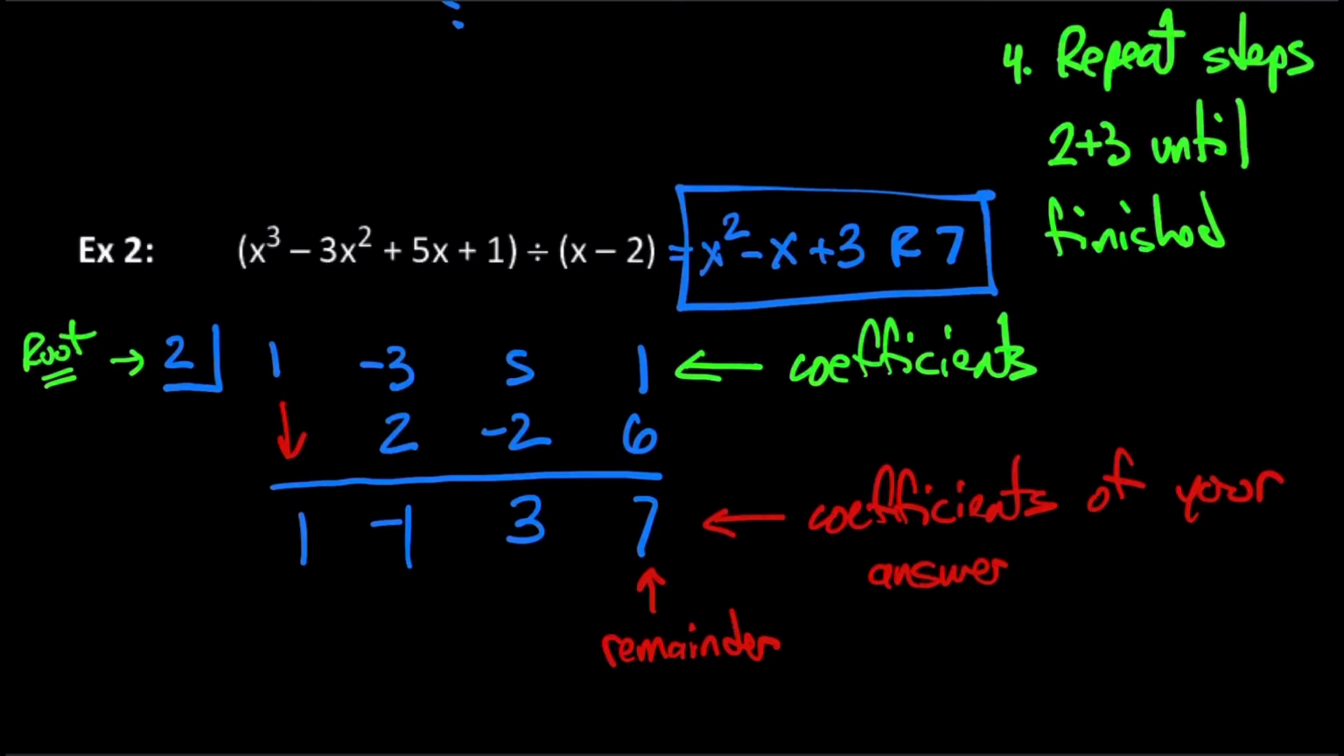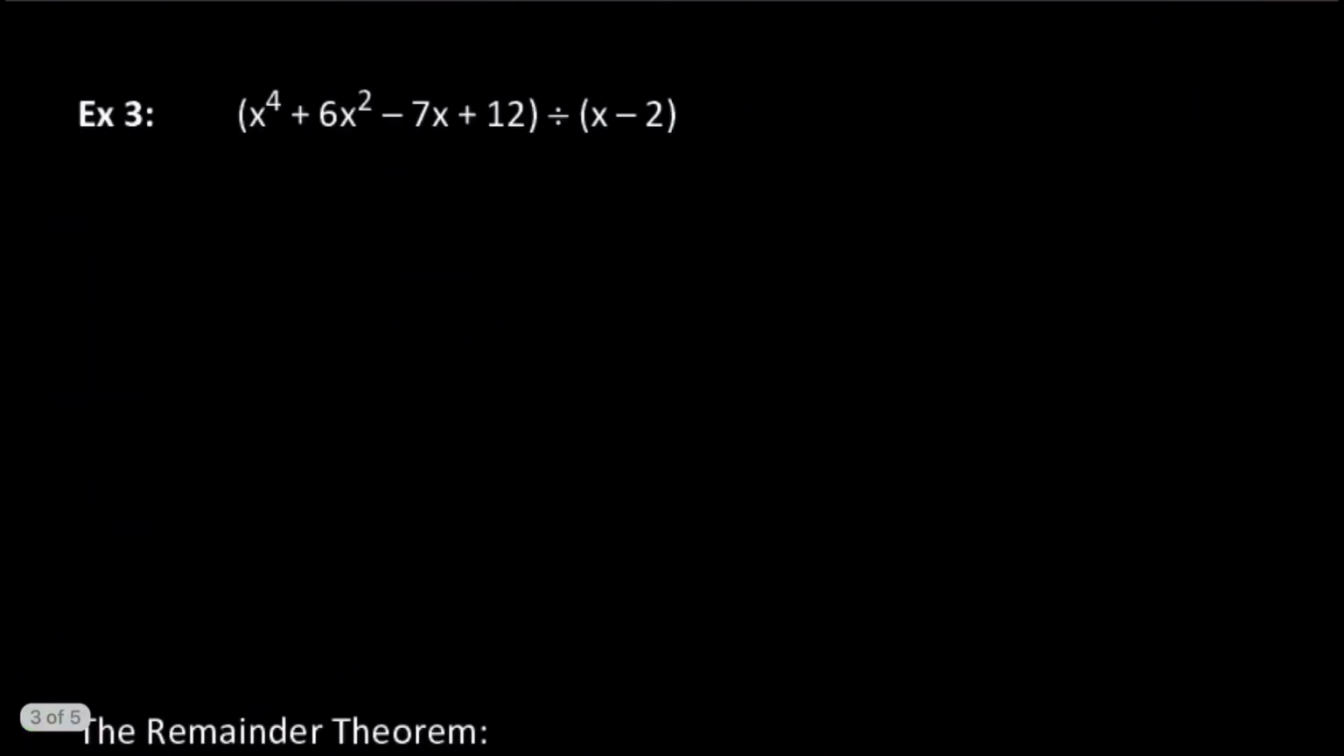Okay, let's try another one. So how am I going to set up my synthetic division? Let's see where I get the numbers from. I start with the number that goes in the box. That's going to be the root that comes from this factor. The root is 2. So I'm going to start this by putting 2 in the synthetic division box. Now, what numbers go here?